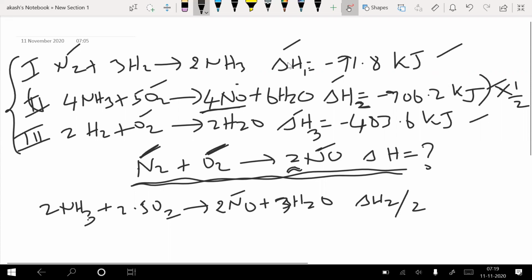So what I was telling, O2 alone has to be taken care of, right? Now if you just add equation 1 and equation 2, obviously multiplied by half, what will you get extra? This is the required equation. I just want N2, O2, and NO. Other than that, if I add 1 and 2, I will be getting ammonia extra, and H2O extra, which I don't want in the equation, isn't it?